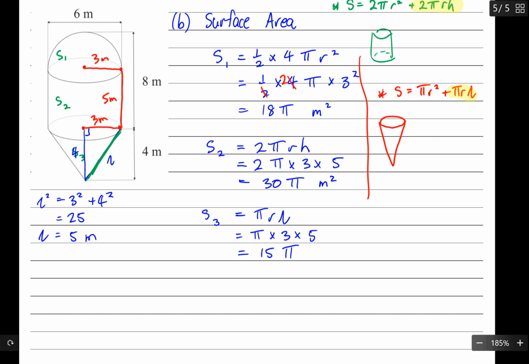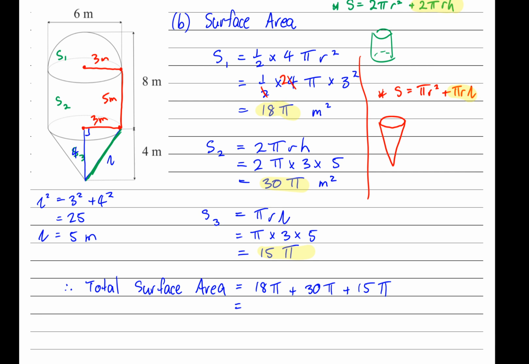Very good. So we take a deep breath. We're nearly there. Our 3 components were 18 pi, 30 pi, and 15 pi. And if I want the whole thing, I've now got to add all of these up. So therefore, the total surface area is equal to 18 pi plus 30 pi plus 15 pi. And that's all going to work out to be 63 pi.